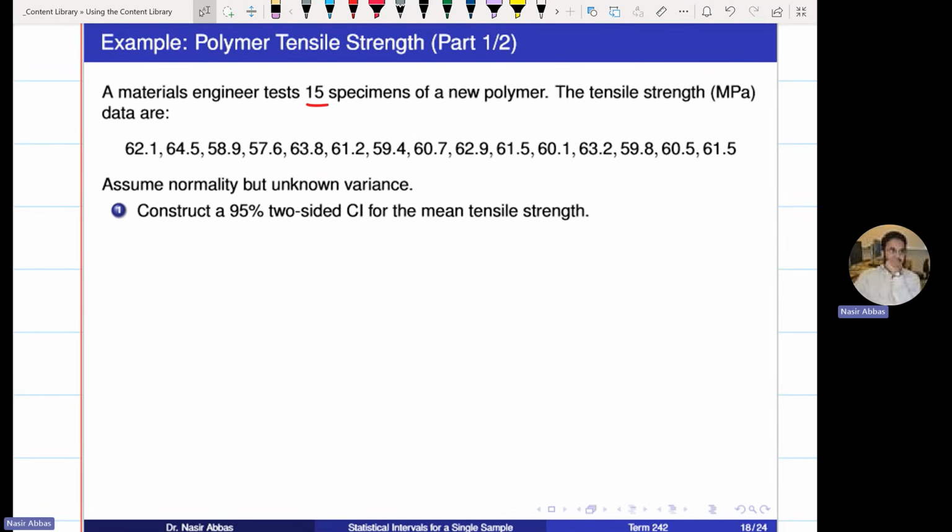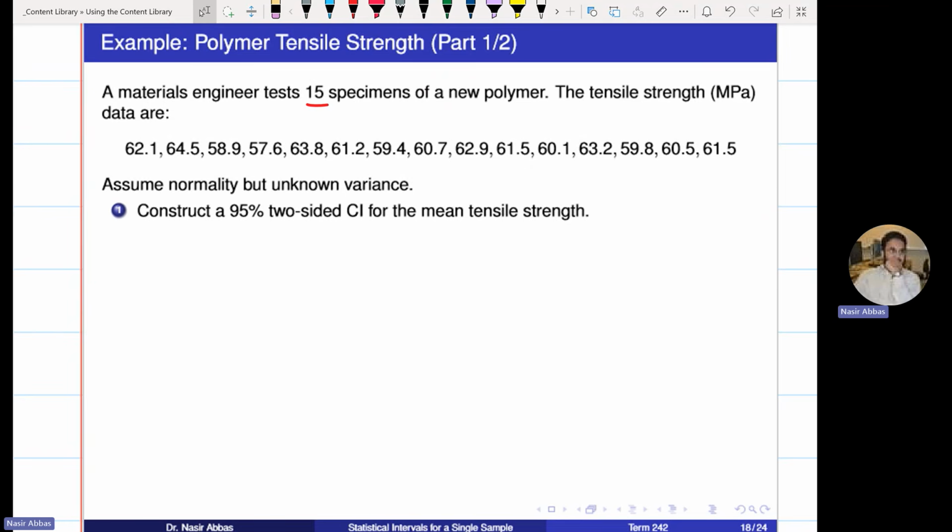Look at this question. This is the question that we were solving at the end of the previous class. In this question, we have a materials engineer tests 15 specimens of a new polymer, and the tensile strength of these 15 specimens, they are given. The values are given. Assume normality, but the variance is unknown.